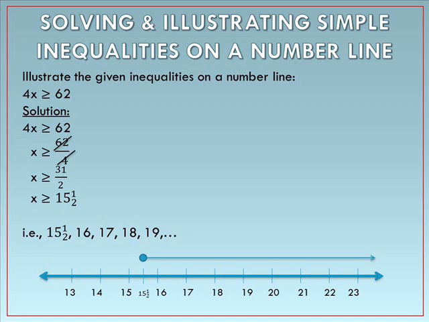Now we have x is greater than or equal to 15.5, which means that all the values that are greater than or equal to 15.5 are included in the solution. So we have 15.5, 16, 17, 18, 19, and so on and so forth. As you can see that 15.5 is included in the solution, we will mark 15.5 with a dot on the number line, and then we will direct an arrow towards the right hand side. And this is how we have solved this inequality on a number line.